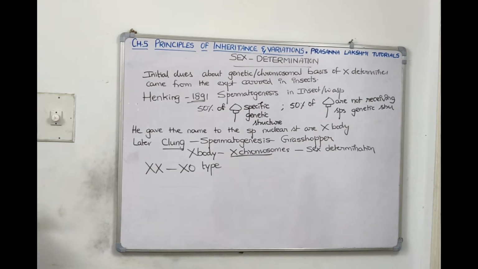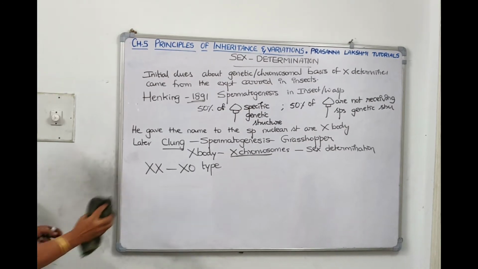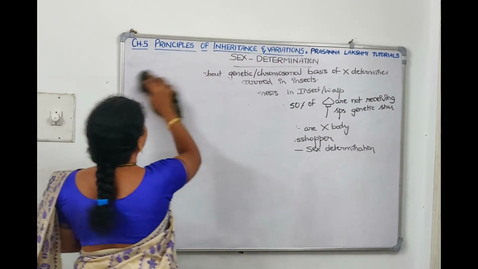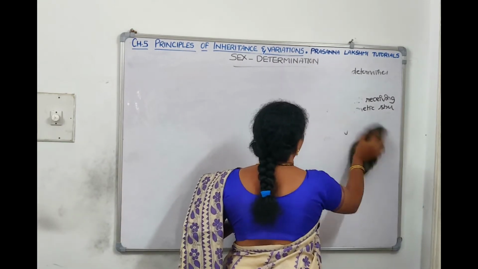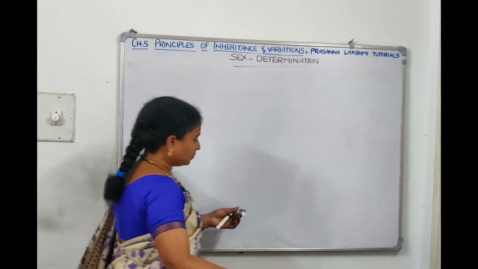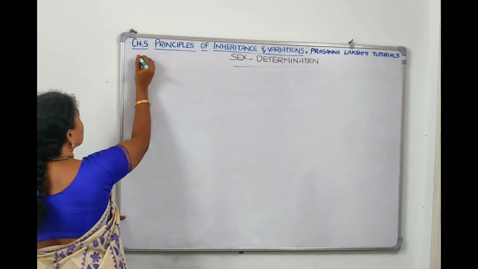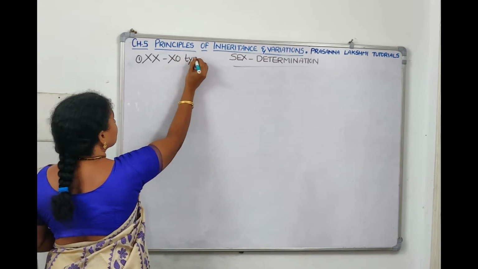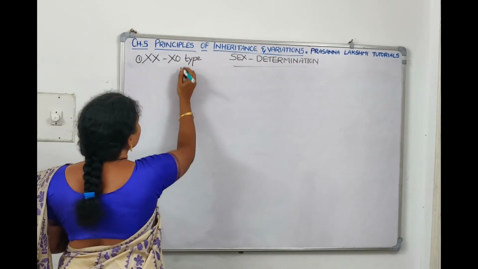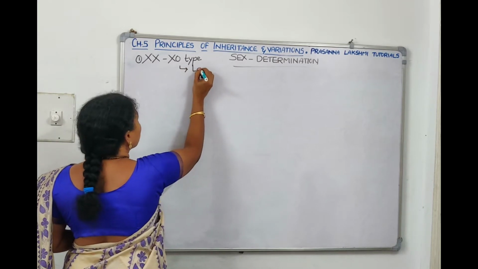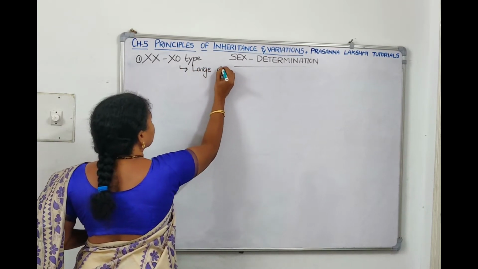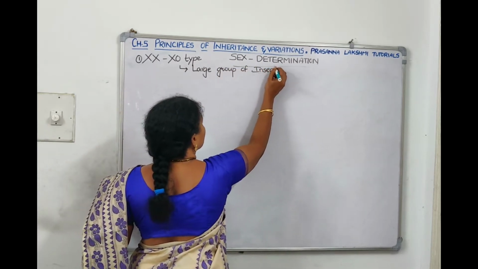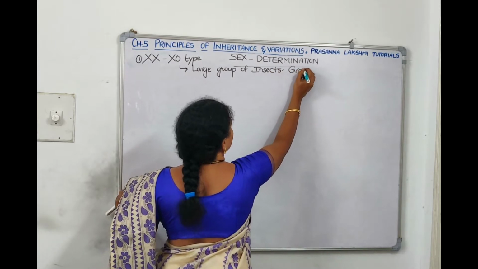Right. So there are different types of sex determination. The type of sex determination we are discussing is X0 type of sex determination. Let's go with the first type of sex determination. It is X0 type of sex determination. So where do we find this sex determination? In a large group of insects. Like grasshopper, they observed first.